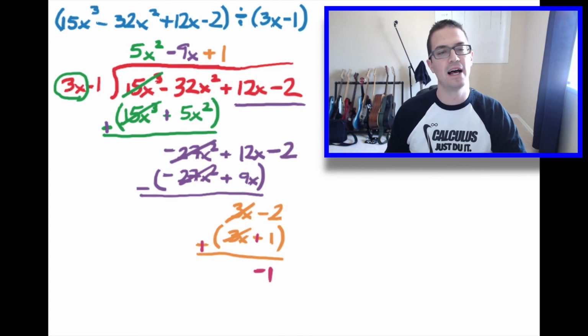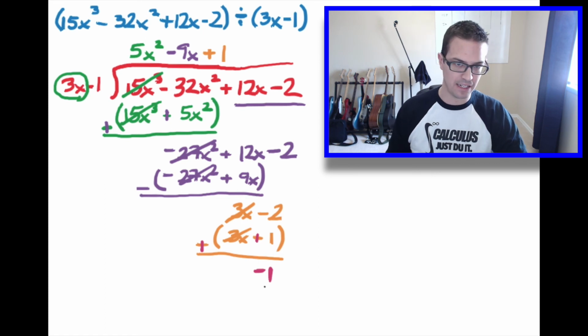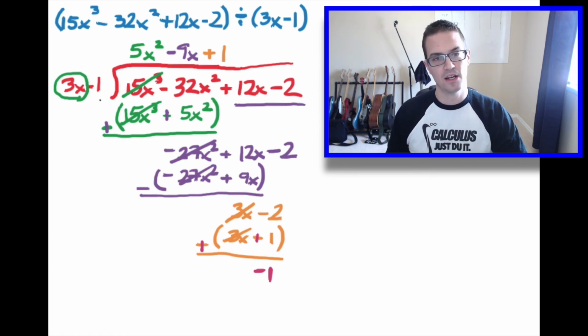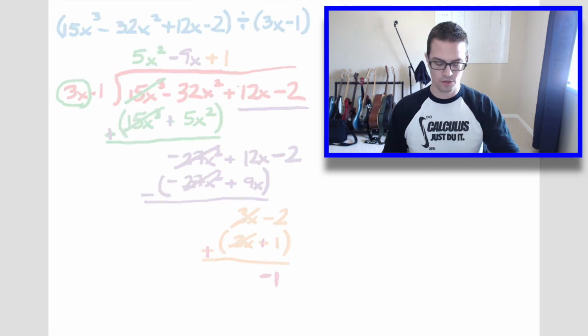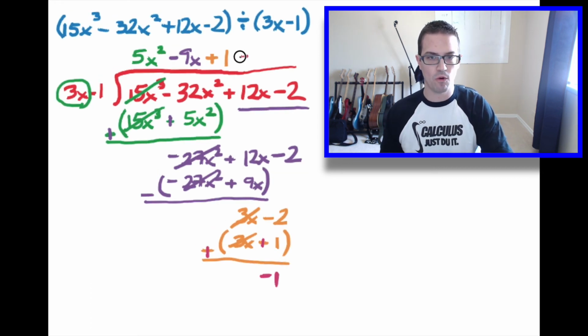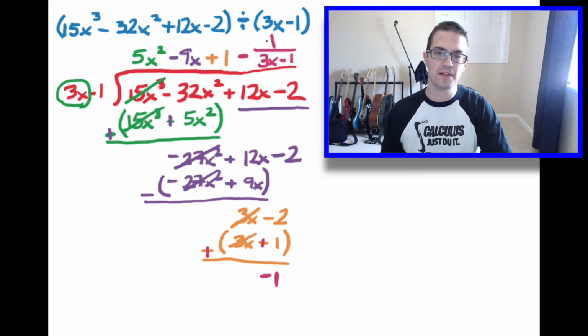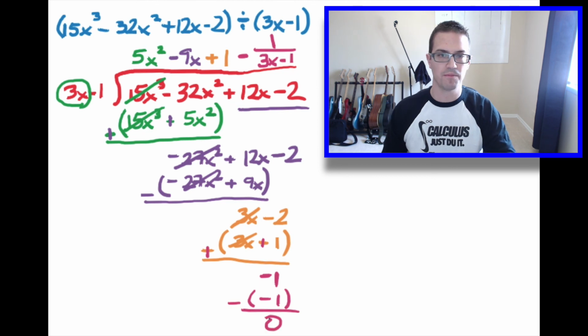You can't multiply this 3x by anything to get this negative 1 unless it's a fraction. So whenever this happens, when you can't easily multiply something by this to get negative 1 unless it's a fraction, we are actually going to make that into a fraction. You're going to take that negative 1 and put it up here, but you're making it a fraction with the 3x minus 1, because this negative 1 over 3x minus 1, if you multiply it by this here, you're going to get negative 1. And then that negative 1 is going to cancel and you're left with 0.